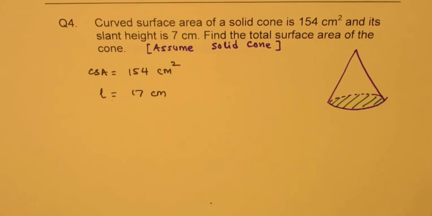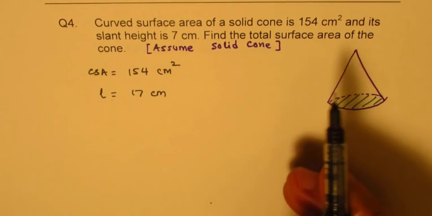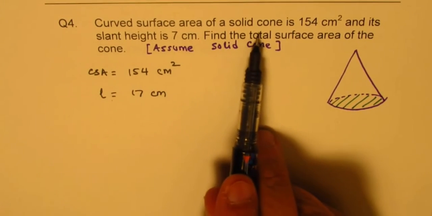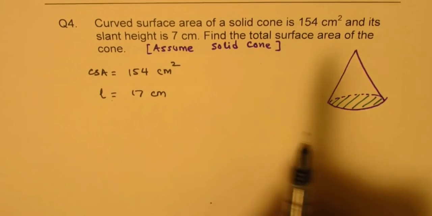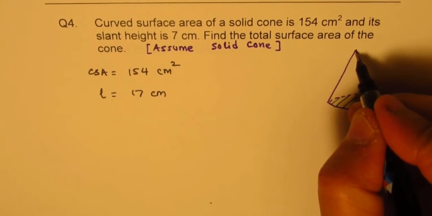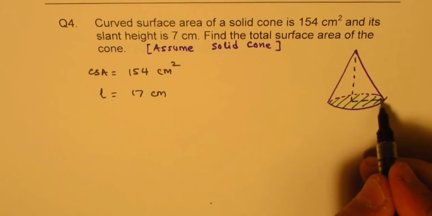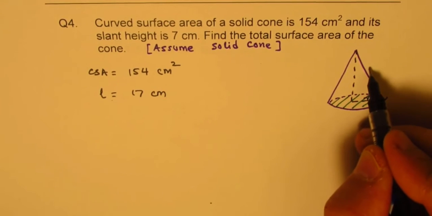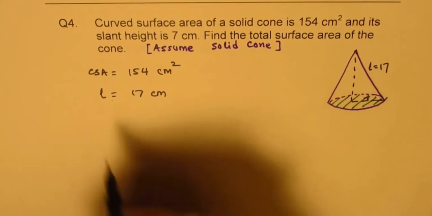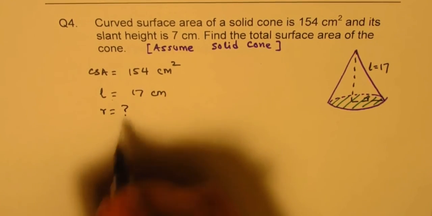You get the idea, right? So that is what it is, because we're already given the curved surface area of the cone is 154. Okay? So basically what you notice here is that a very important parameter missing is the radius. We don't know what R is. We know L is 17. So we have to find R first.